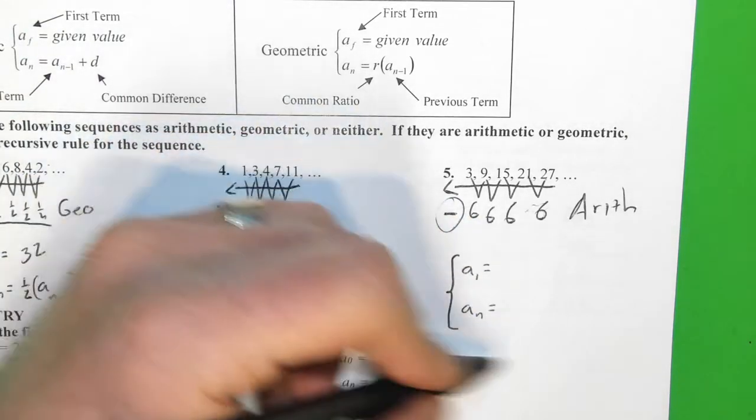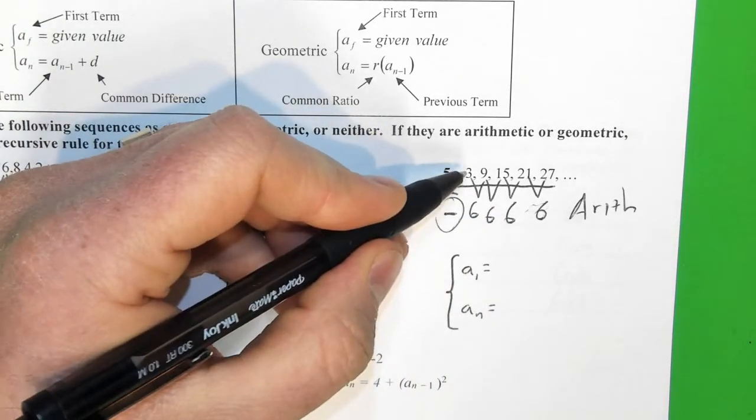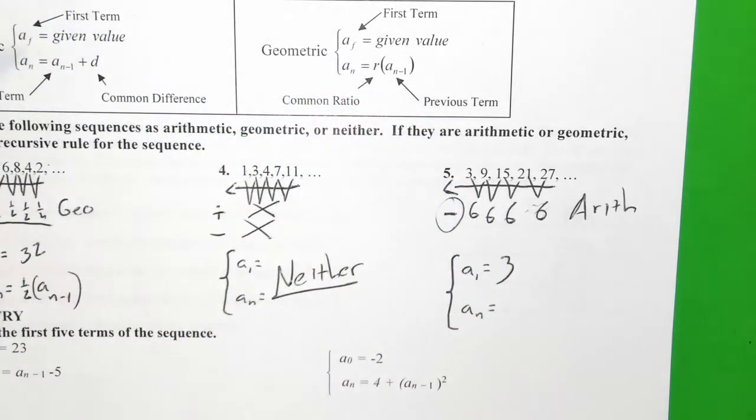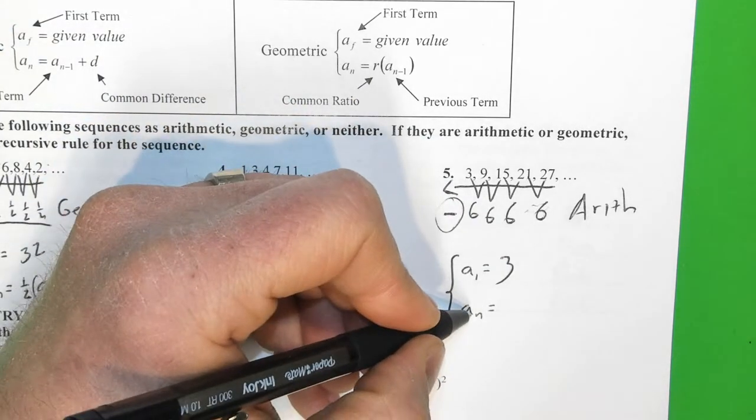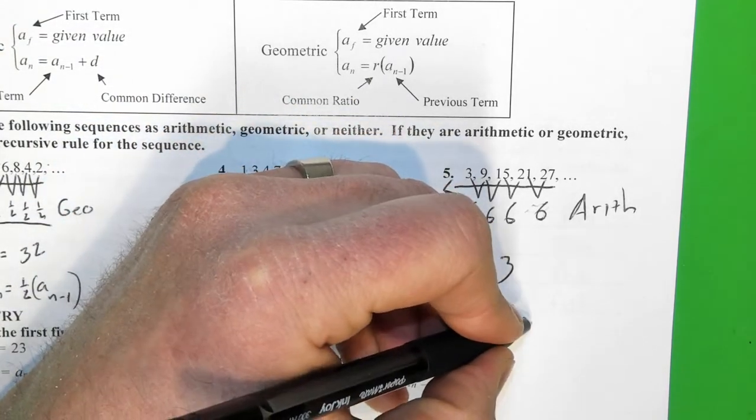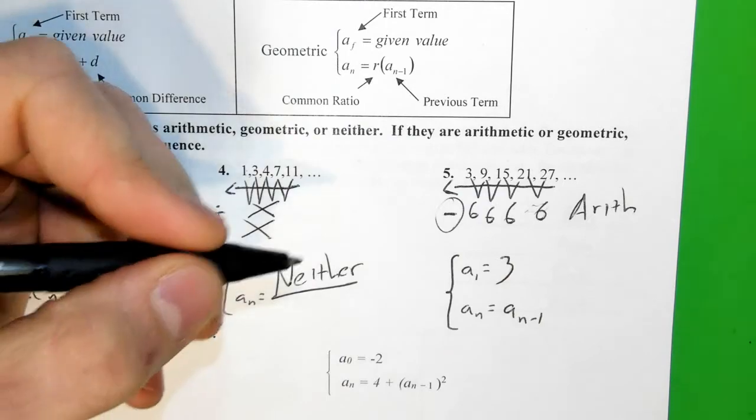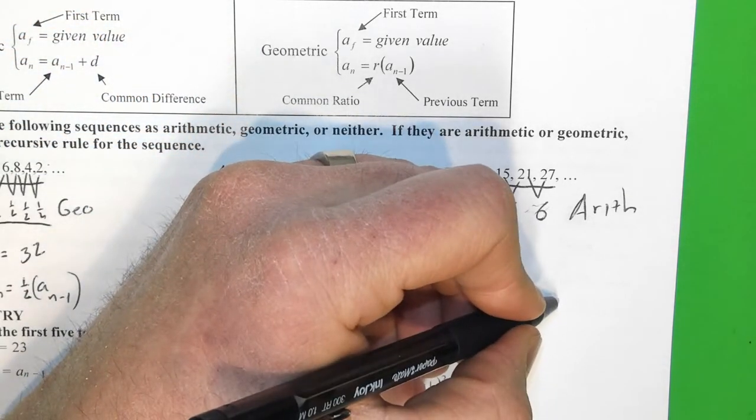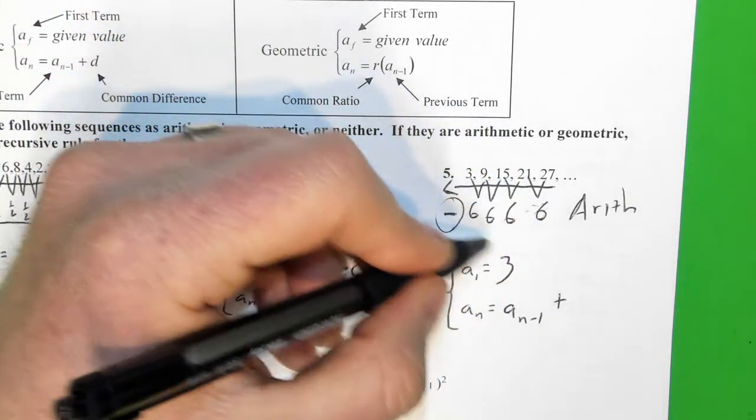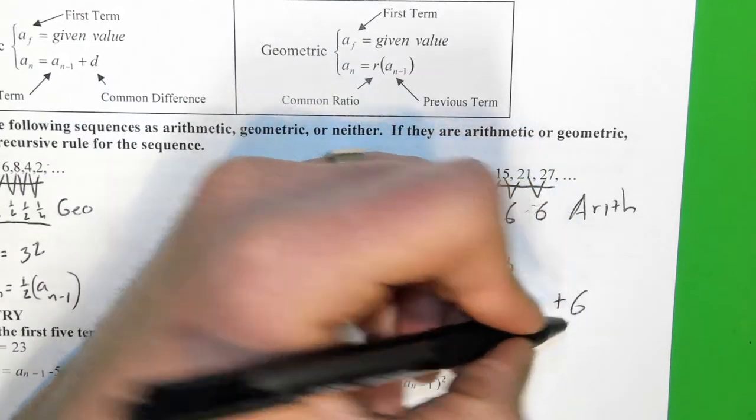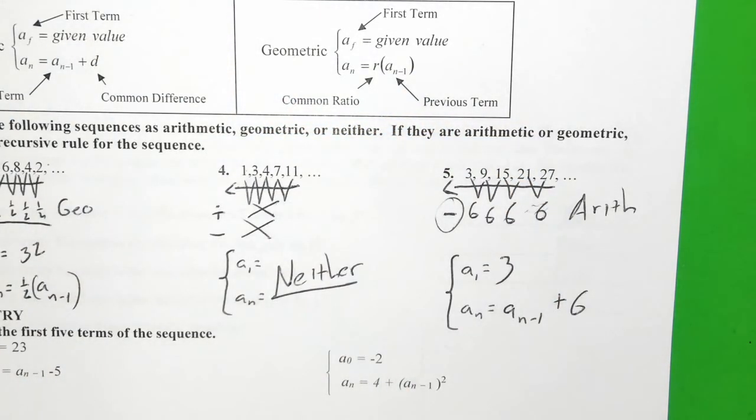For your arithmetic recursive rule, you want to start off with the first given term, which is a 3. Then, for your rule, you want to start with your variable a_{n-1}, and you want to add onto it, because we're talking about addition and subtraction, your difference value that we had here, which is 6. So there's your rule right there.